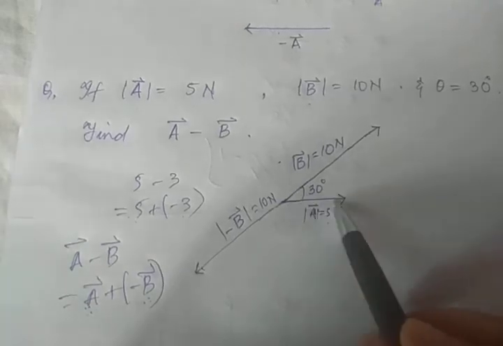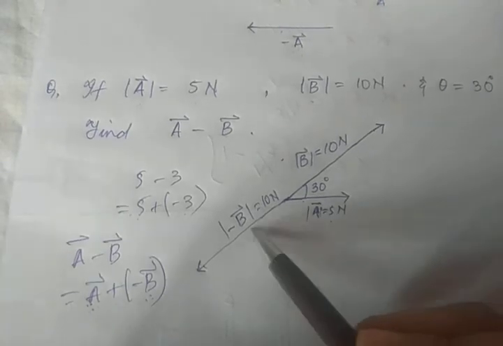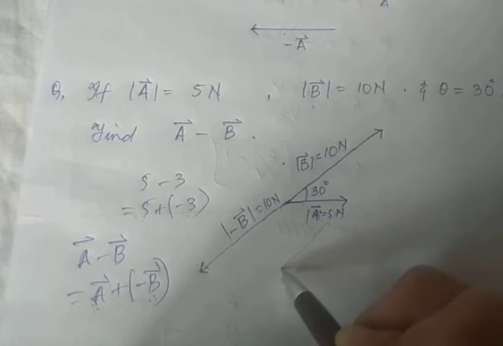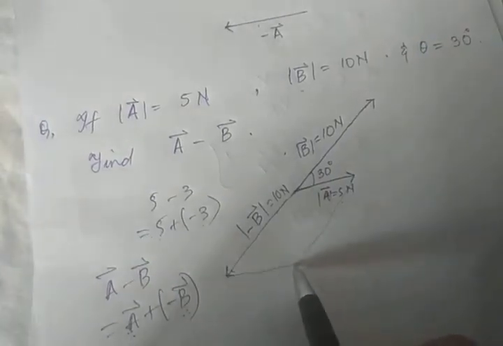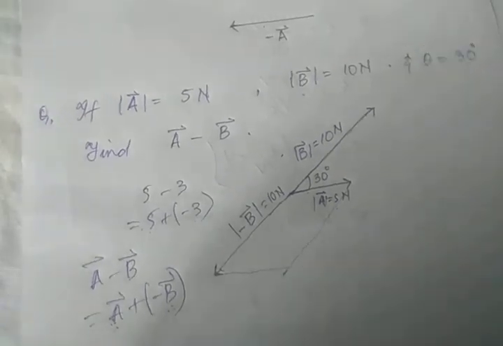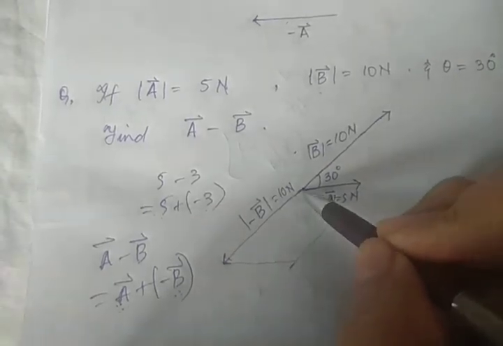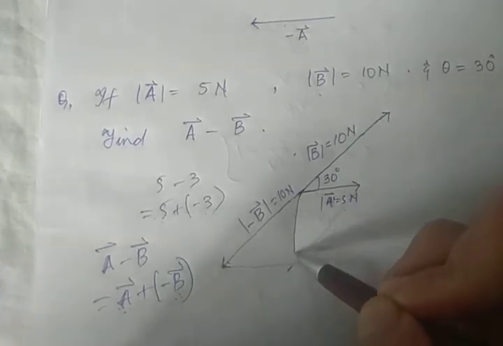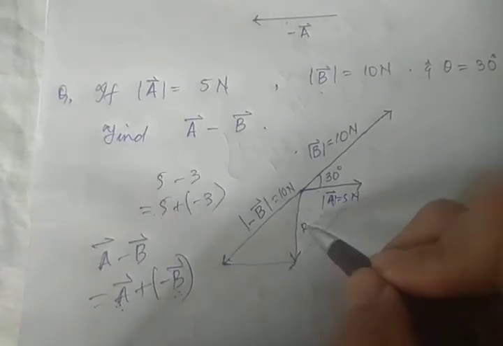So we have two vectors starting from the same point. They can represent two adjacent sides of a parallelogram. So what I do next is I complete my parallelogram. You have to complete a parallelogram, don't forget that. Forget about this small bit of extension. Now we already know the diagonal of the parallelogram starting from the same point gives us the resultant. So therefore this is my resultant vector.